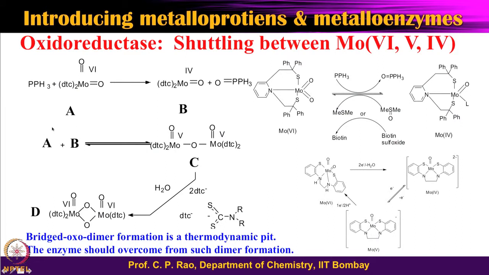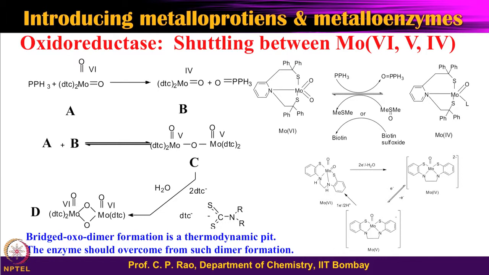Now, let us look at this with a little more clarity, what does it mean. Take an enzyme model compound, shown over there. You have dioxo molybdenum with dithiocarbamate, DTC is nothing but dithiocarbamate, as you can see from here, and this is a molybdenum 6 compound. In the presence of triphenylphosphine it will react, and triphenylphosphine will try to reduce this and plucks out one of the oxygens to become triphenylphosphine oxide.